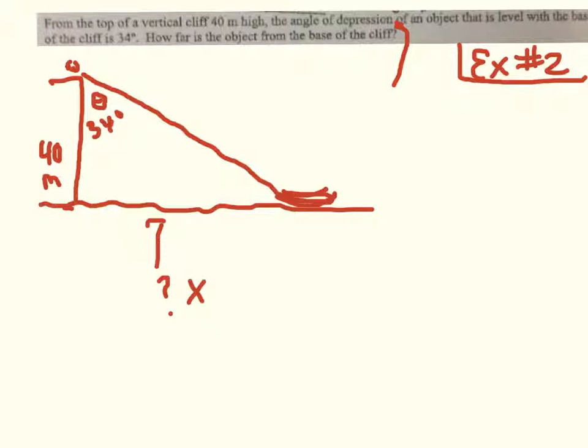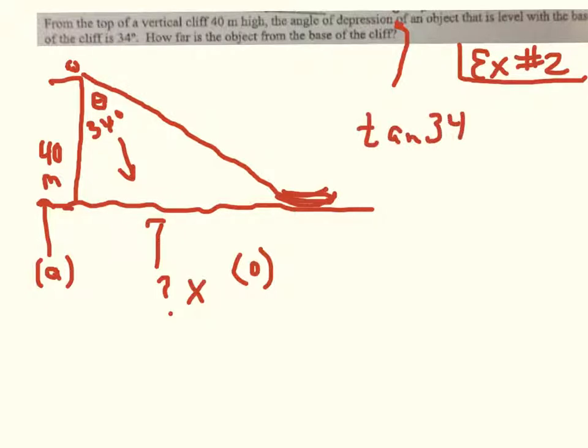So to set this one up, once again, I'm looking for the opposite side, and once again I have the adjacent side. So tangent, our most commonly used trig function, is what we're going to be using. Tangent of 34 degrees equals opposite X over adjacent 40.